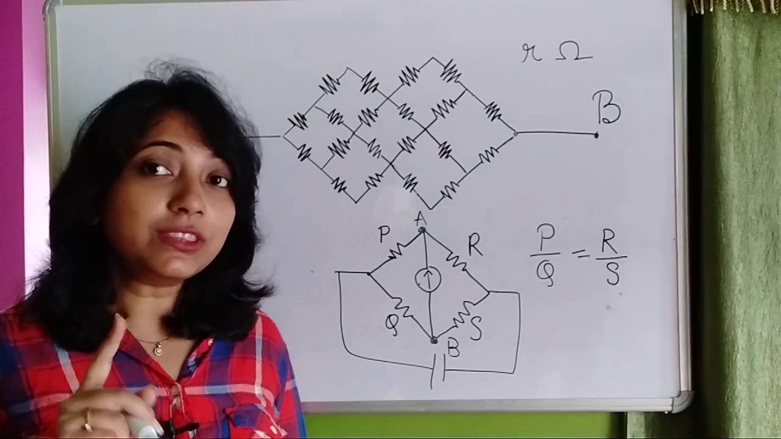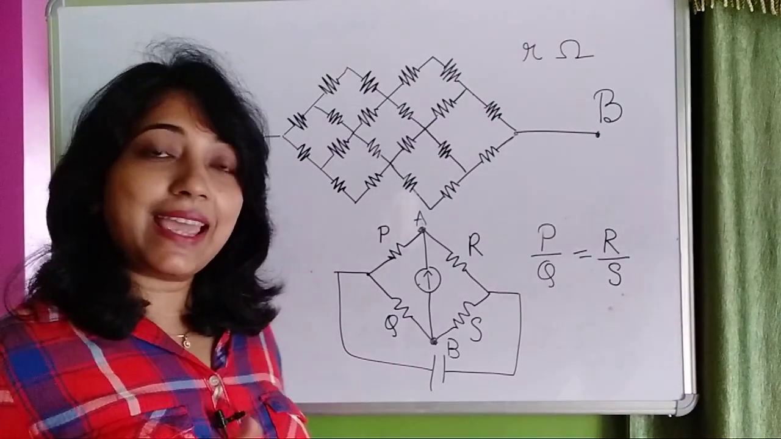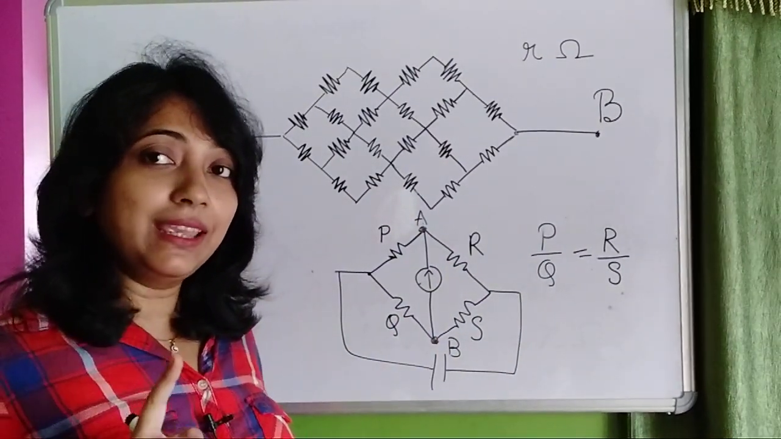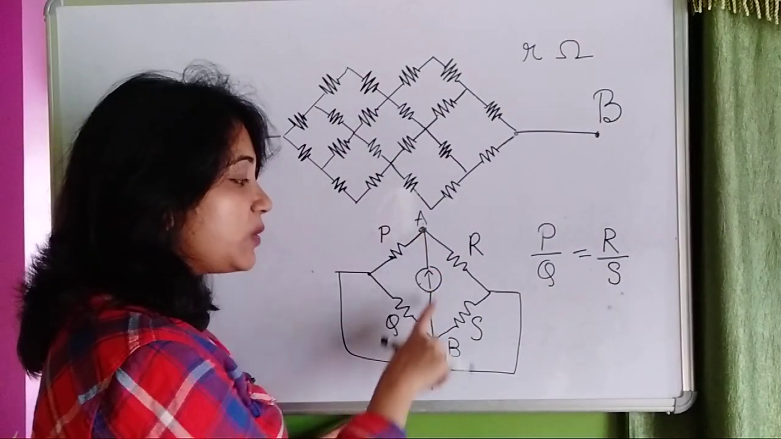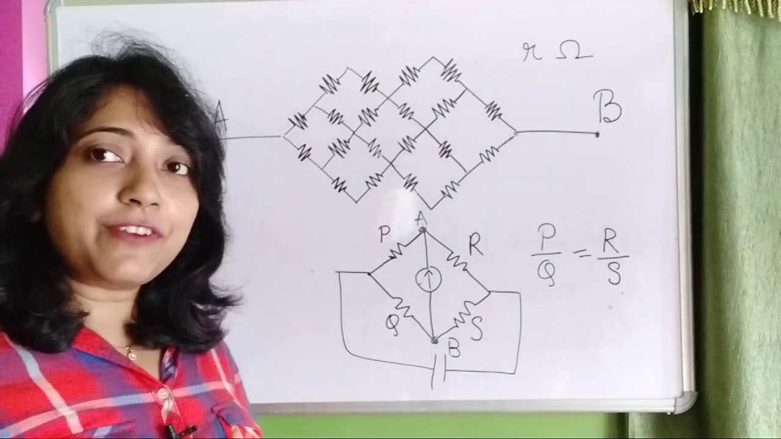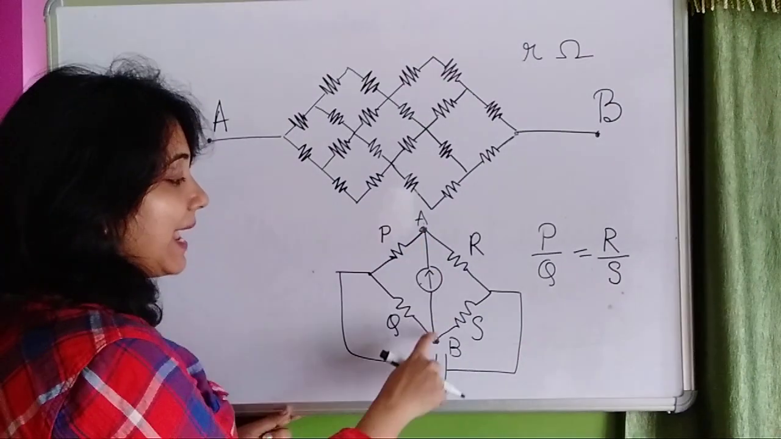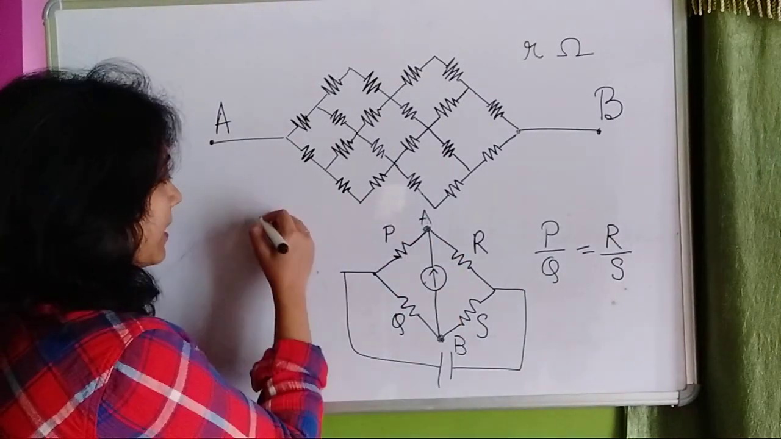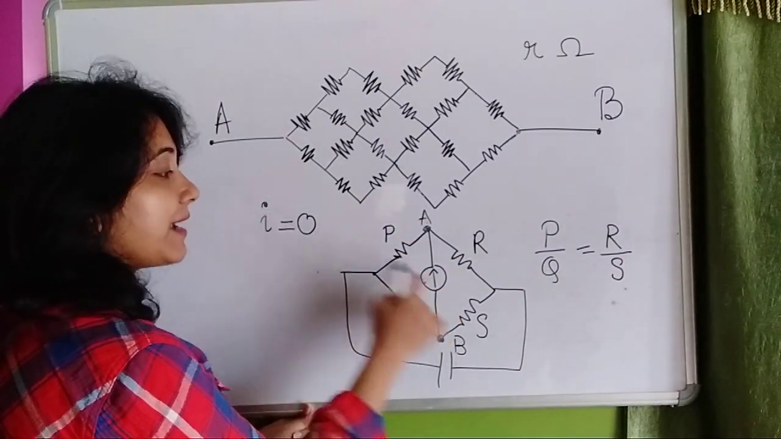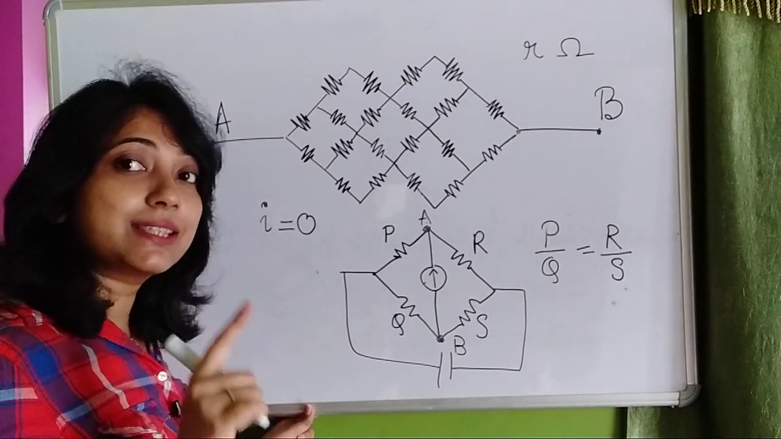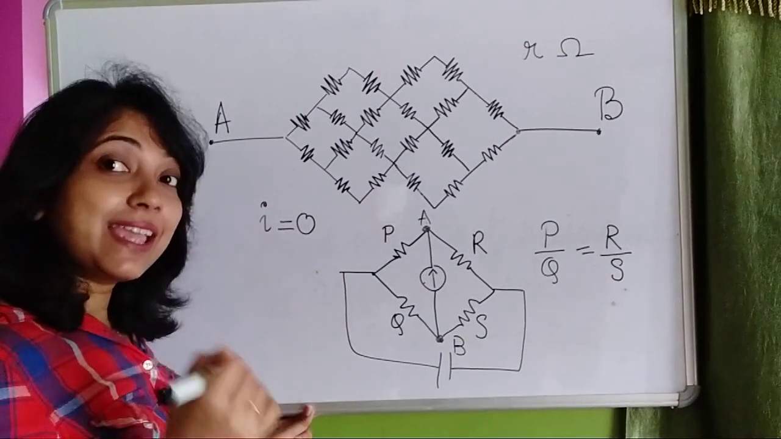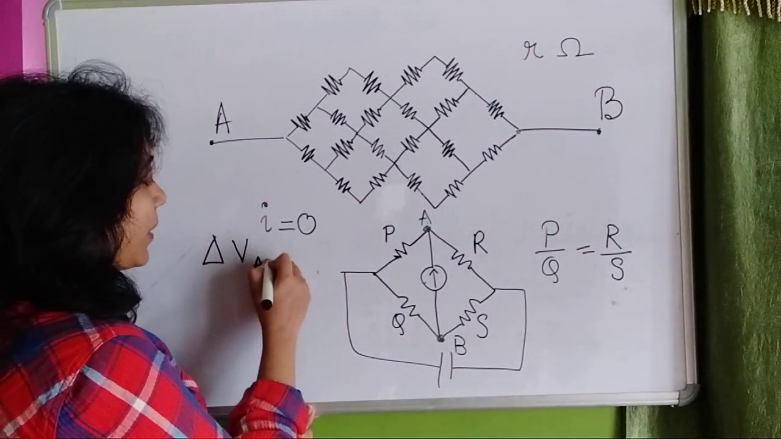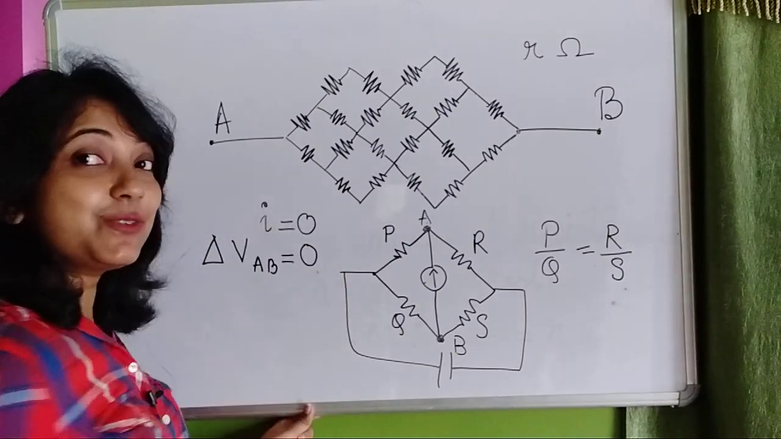My dear students, now think of one condition. When I say that no current is flowing between these 2 points, am I not also meaning that there is no potential difference between these 2 points? Just reframing my sentence: between A and B, there is no potential difference. Which means if there is no current, if I is equal to 0, as shown by the galvanometer when the bridge is balanced, what can I also say? That the potential difference between the points A and B is also equal to 0.